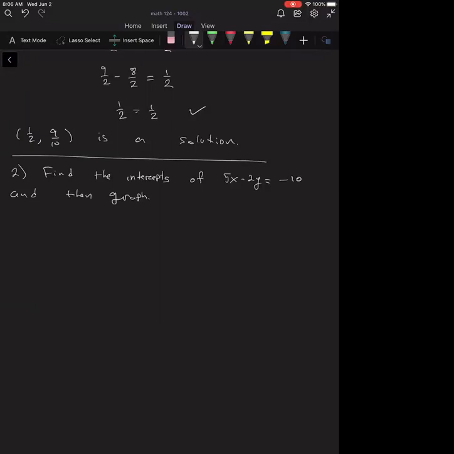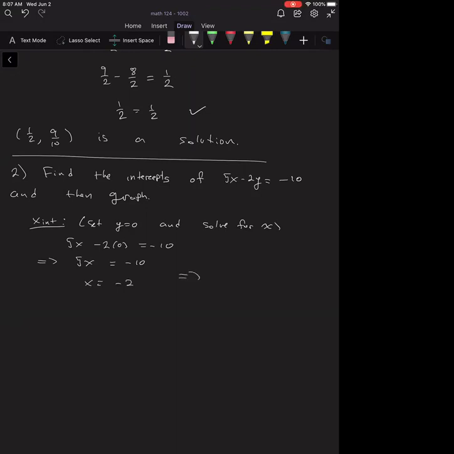So the first thing to do is to find the x and the y intercepts. Let's start with the x intercept. If you remember, with the x-intercept, we need to set y equal to 0 and solve for x. So if we do that, we get 5x minus 2 times 0 is equal to minus 10. Minus 2 times 0 is 0, so we just get rid of that. So 5x is equal to minus 10. Then divide by the 5, we get x is equal to minus 2.